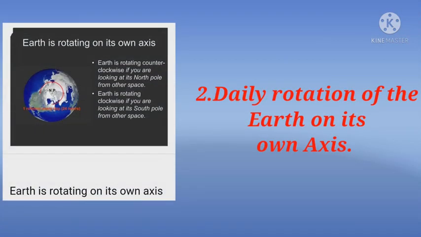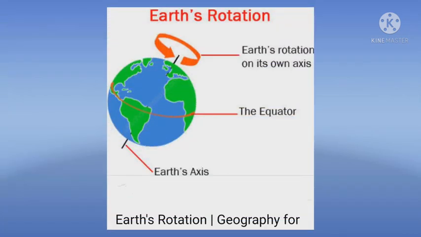Second one, daily rotation of the earth on its axis. Earth spins because of the way it was formed. Our solar system formed about 4.6 billion years ago when a huge cloud of gas and dust started to collapse under its own gravity. As the cloud collapsed, it started to spin.